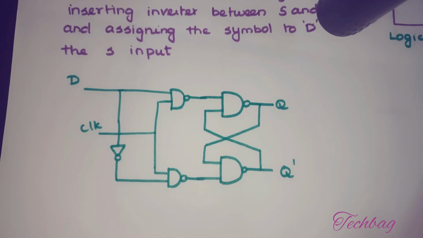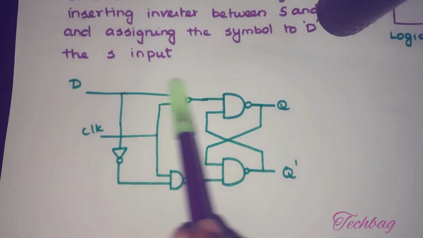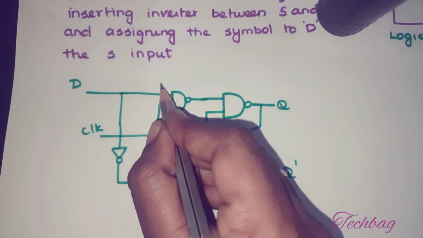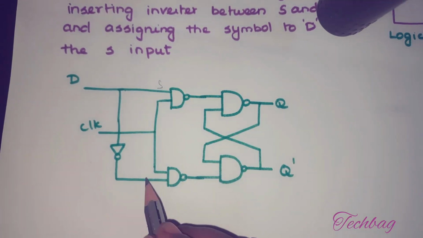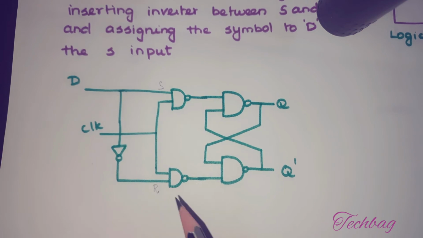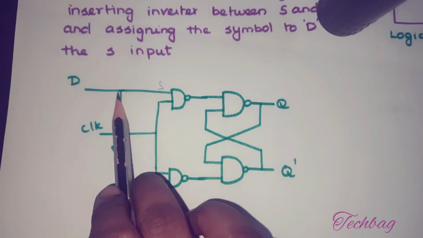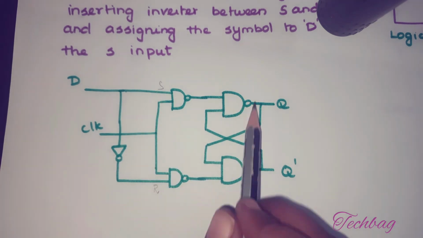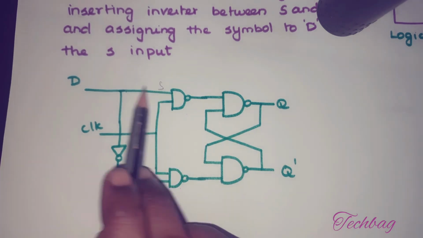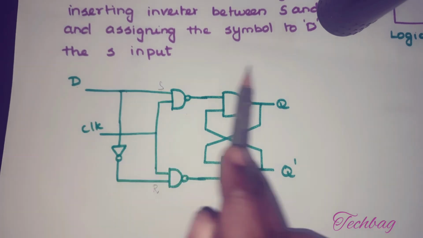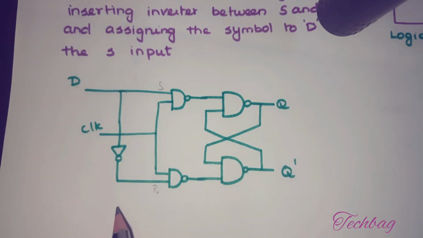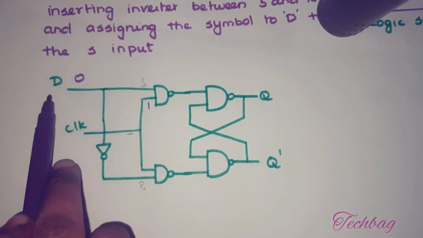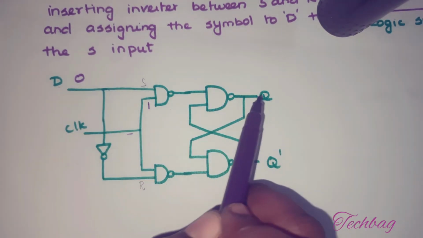Here, this is called SR flip-flop, and this one is S input of the SR flip-flop, and this is the R input of the SR flip-flop. Here you are connecting an inverter between S and R input of the SR flip-flop, and that S input is connected to D, then it becomes a D flip-flop. The operation: whatever is given at the input will appear at the output.